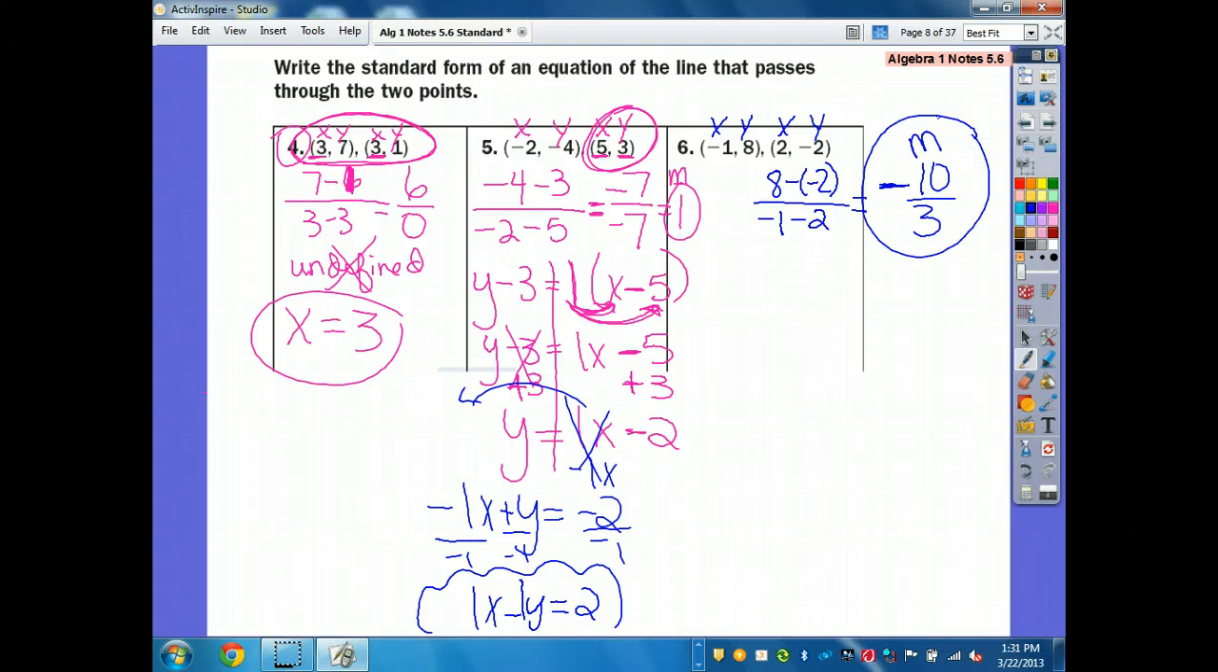Which ordered pair do you want to use? Left or right? Who wants left? Who wants right? More people want right. Okay, so we'll use this one right here for our x and our y. So tell me what to write, class. y minus negative 2, y minus a minus. Good. Equals negative 10/3 parentheses x minus 2. Plus 2. It's y plus 2.